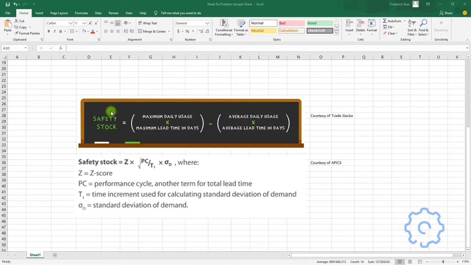So the main thing to remember is that when you deal with safety stock equations, make sure that you use the same unit of measure. So in this case, it's days. You can use weeks, you can use months. Usually people use days, but in this case, the unit that they use is weeks.